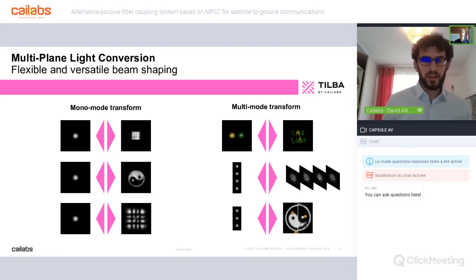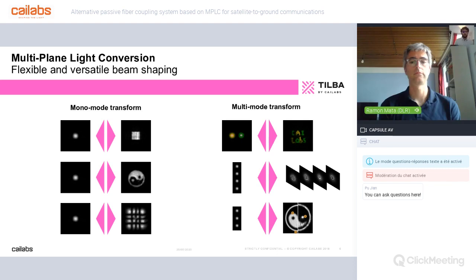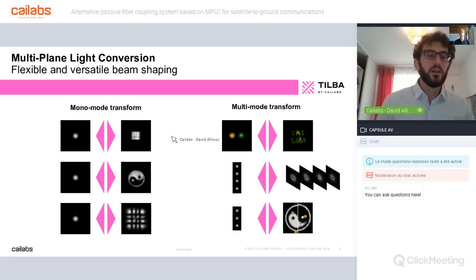Here are some examples of what we can do. It's just to show that it's relatively versatile and that there are different applications that are interesting with the MPLC. For example, here on the top left, we have a flat top square that is interesting for LiDAR imaging, for example, for active imaging.